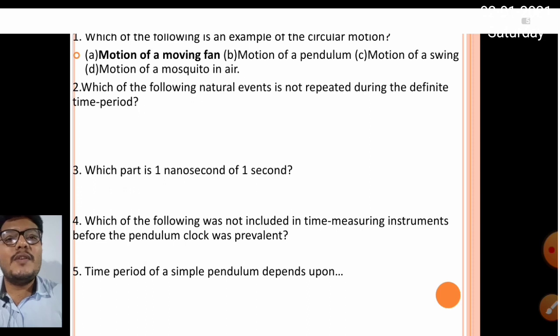See the second number question. Which of the following natural events is not repeated during a definite time period? Which event does not get repeated?